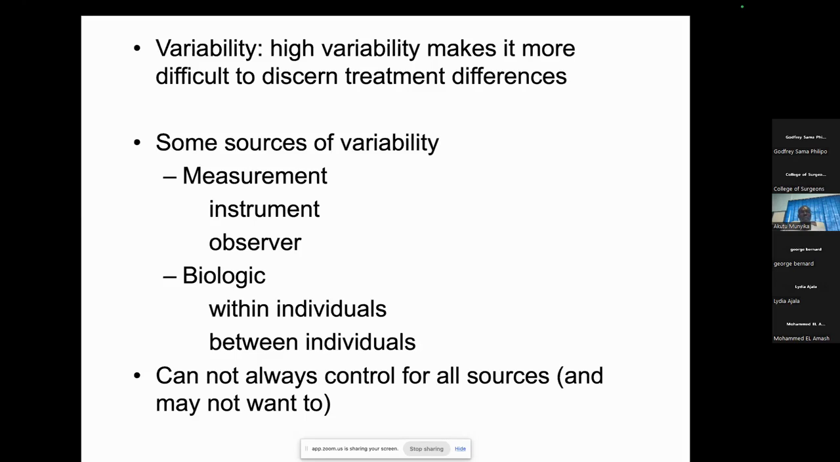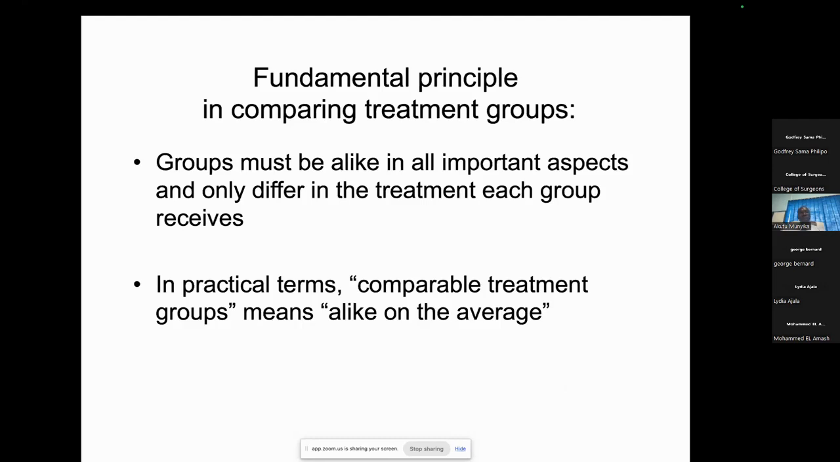On the other hand, if you look at variability, high variability makes it more difficult to discern treatment differences. What are some of the sources of variability? One can look at, for example, the biologic makeup of the individuals, or the instruments and measurements which are used, as well as the observers. It's not always possible to control all sources of variability, and we'll share some examples.